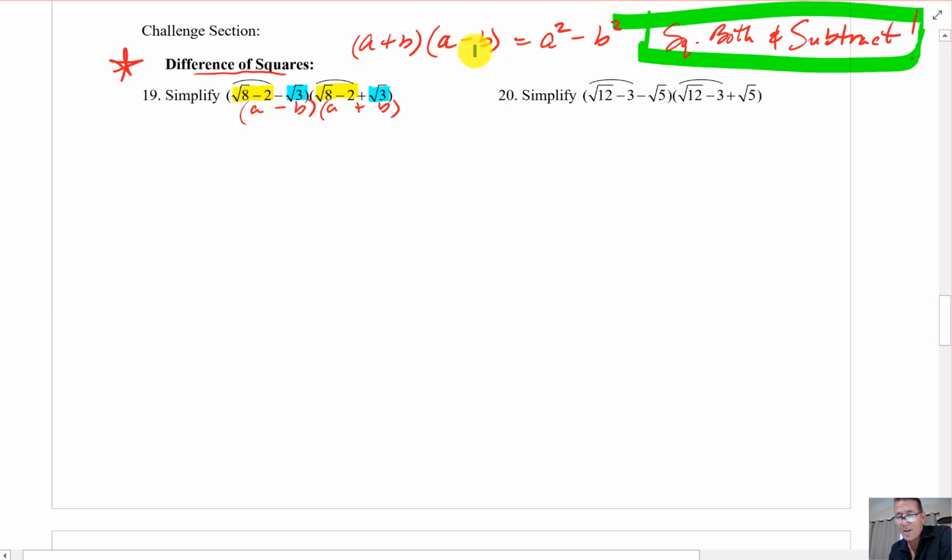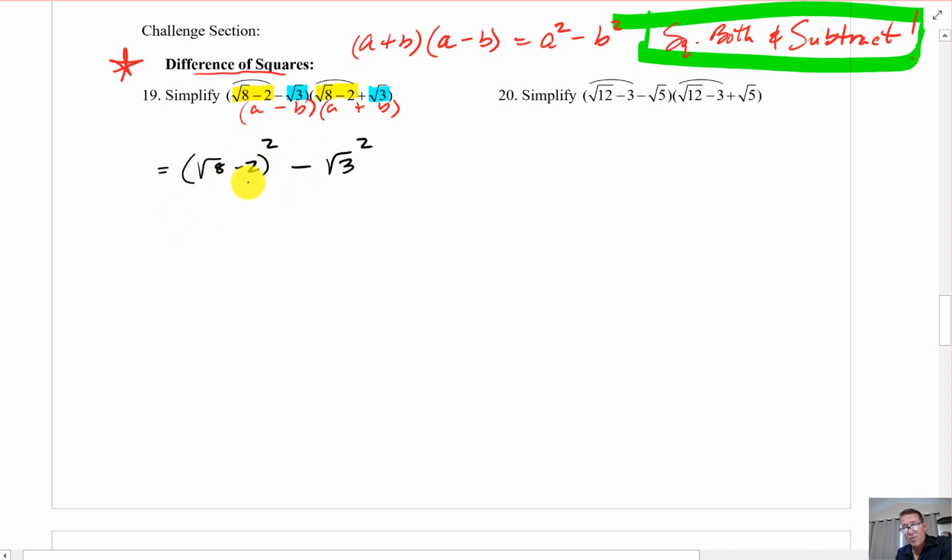Okay, so here we go. I'm going to take the first term, which is the square root of 8 minus 2. I'm going to square it. And I'm going to subtract the second term, which is root 3, and I'm going to square it. I squared both and subtracted. Look at the minus sign right there. It just so happens that the first term is a binomial. That's the only difference. So this is like two skills in one.